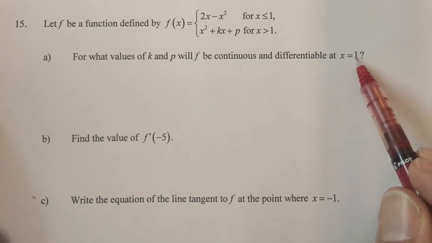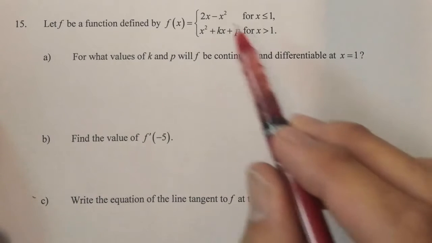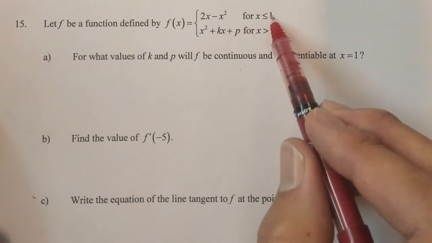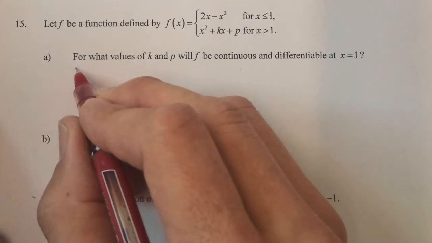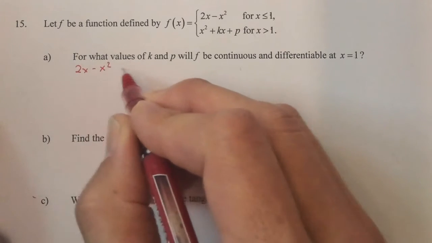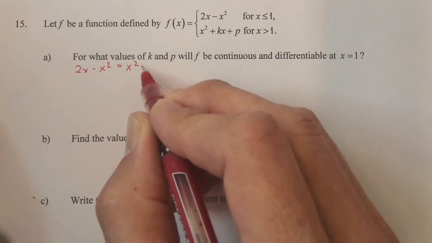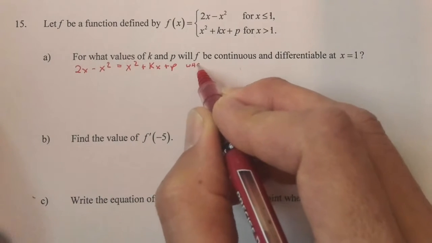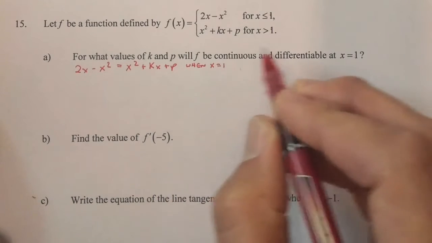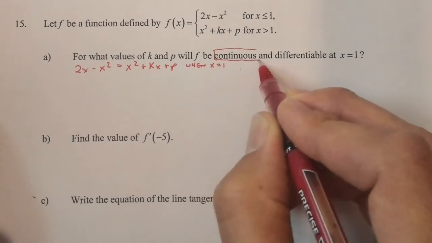Okay, so if we plug 1 into the original function, both the top and the bottom, because that's where our condition changes, they have to be equal to each other. So in other words, we're looking at the fact that 2x minus x squared must be equal to x squared plus kx plus p when x equals 1. That's what the continuity part tells us.